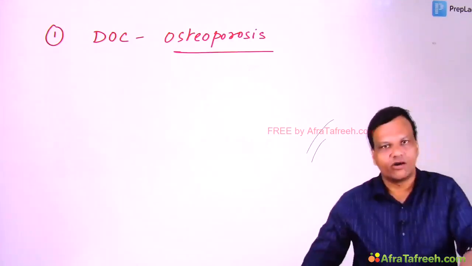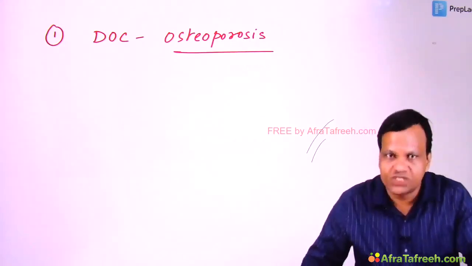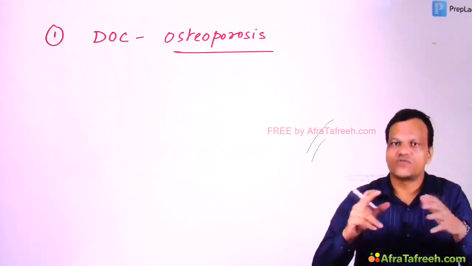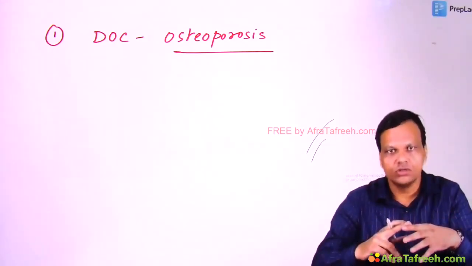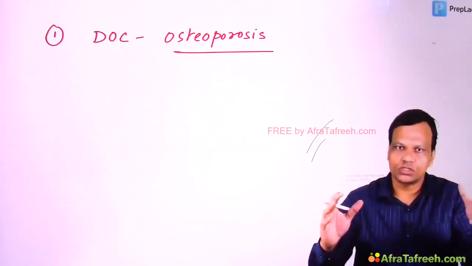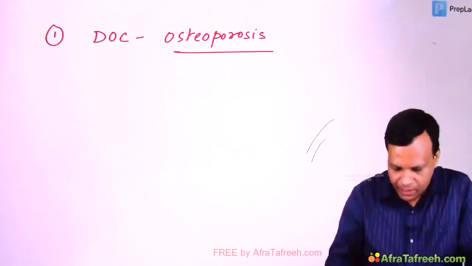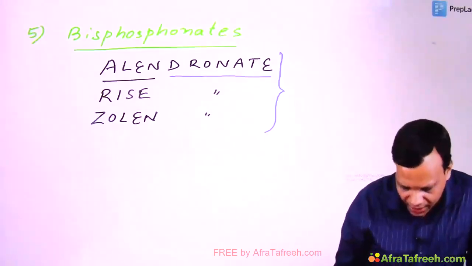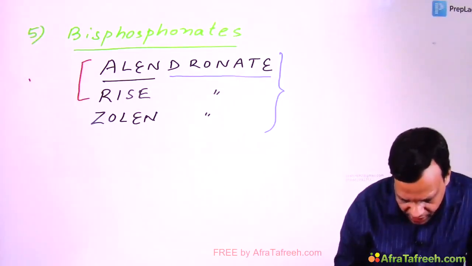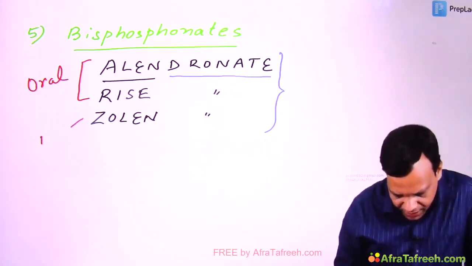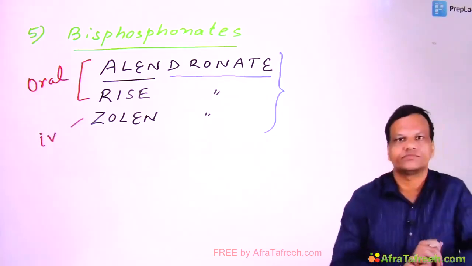When we say they are drug of choice, it means they are drug of choice for osteoporosis due to any reason. They are drug of choice for postmenopausal osteoporosis, steroid-induced osteoporosis, or osteoporosis due to any reason. Now, among the bisphosphonates, alendronate and risedronate are given orally, whereas zoledronate is given by intravenous injection.